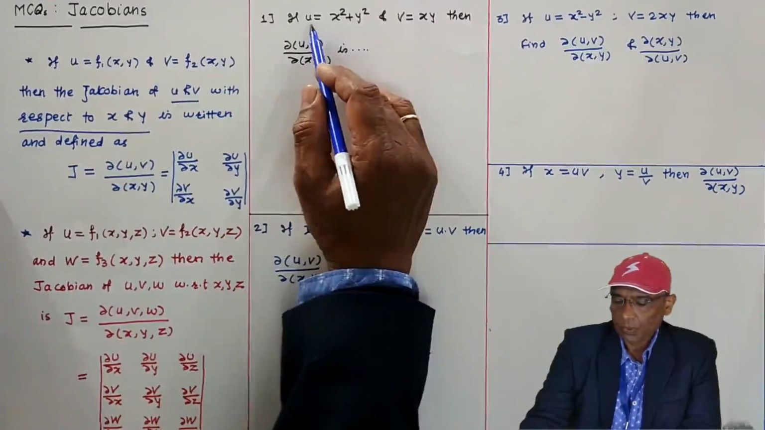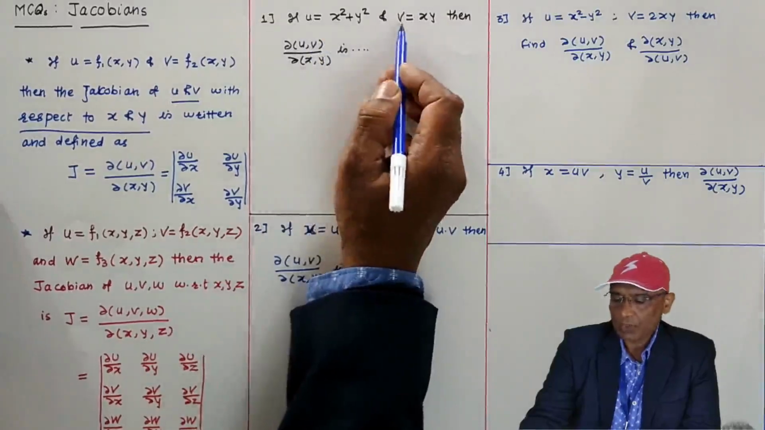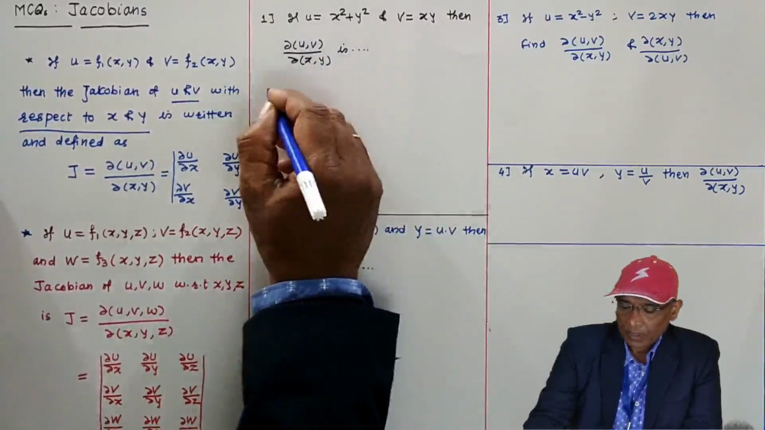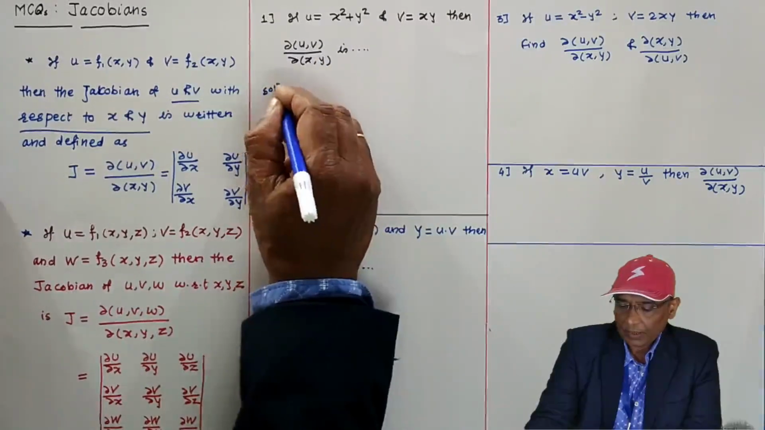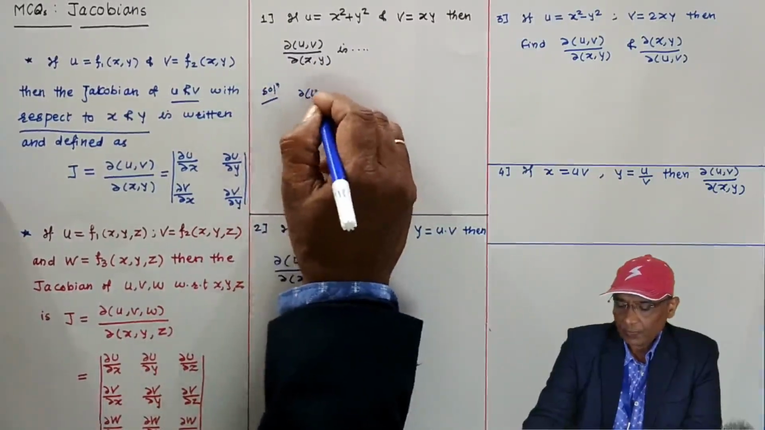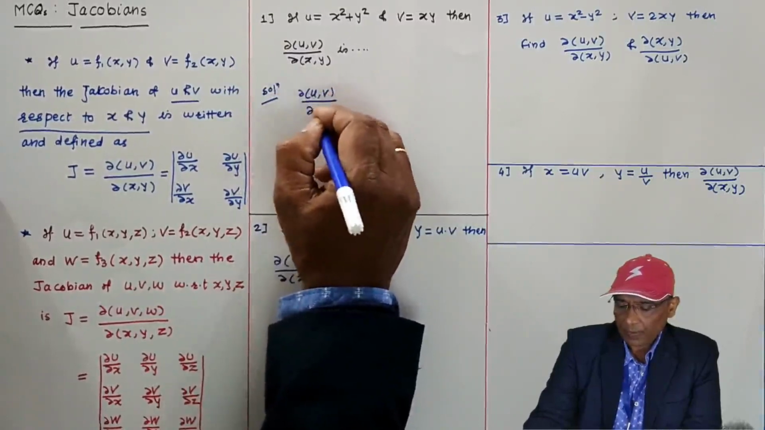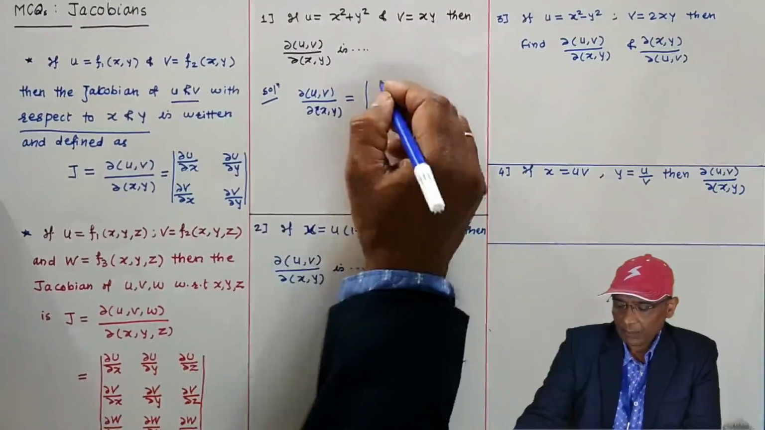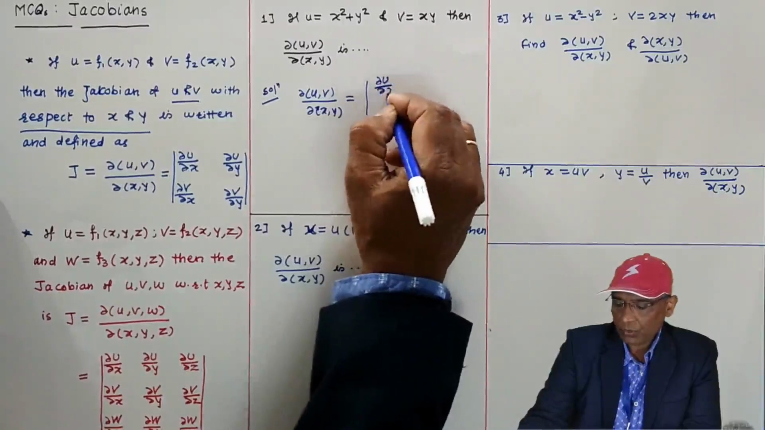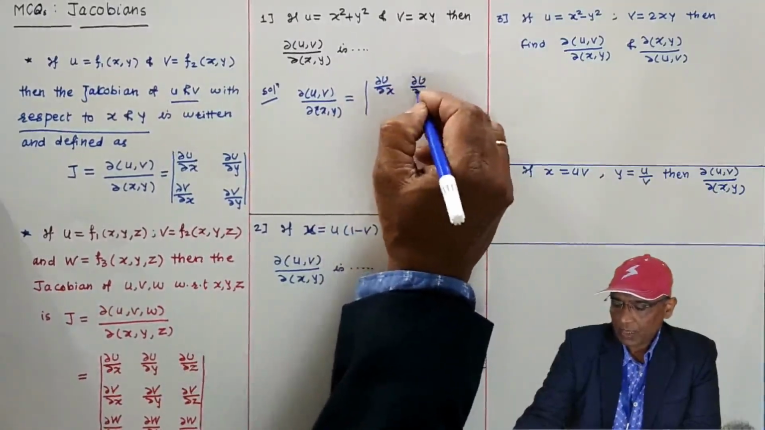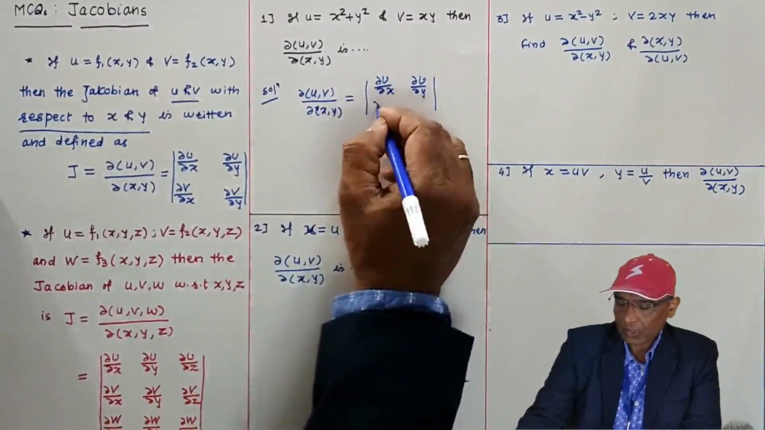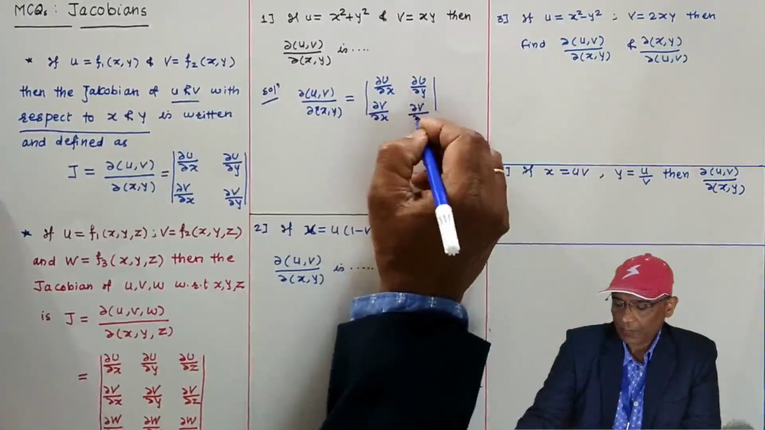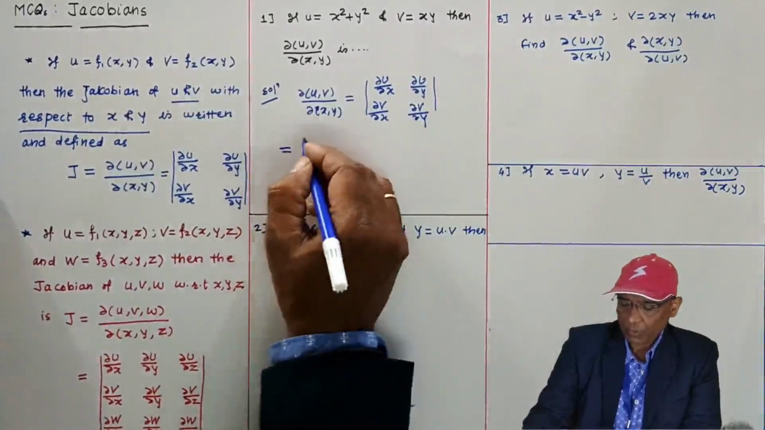First problem: u is equal to x square plus y square, v is equal to xy. Then I want ∂(u,v)/∂(x,y). So del uv by del xy, how do you find? It is the determinant with the first row for u and the second row for v. Okay, this is the definition of Jacobian.